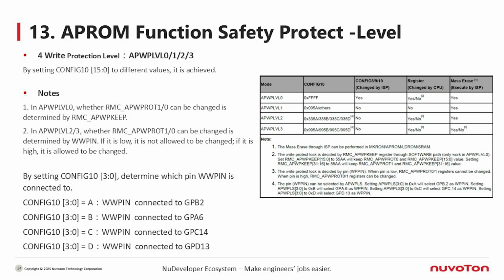If the lower 4 bits of the config 10 register are character A, it indicates that WW pin corresponds to the GPB2 pin. If they are character B, it indicates that WW pin corresponds to the GPA6 pin. If they are character C, it indicates that WW pin corresponds to the GPC14 pin. If they are character D, it indicates that WW pin corresponds to the GPD13 pin.